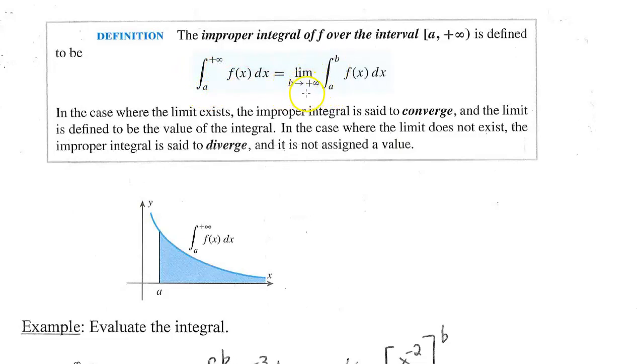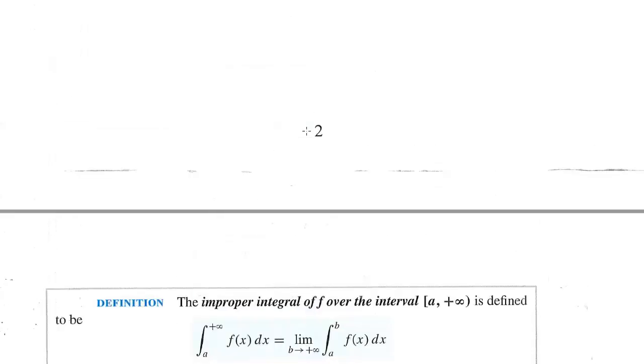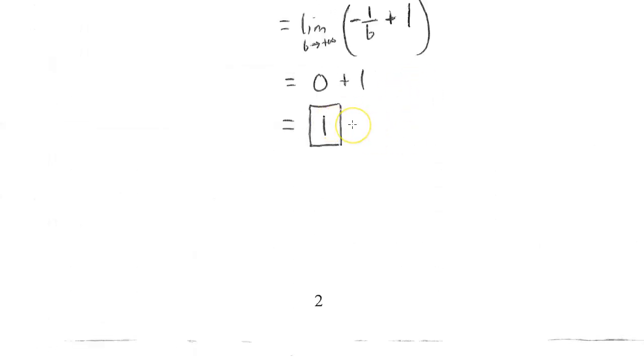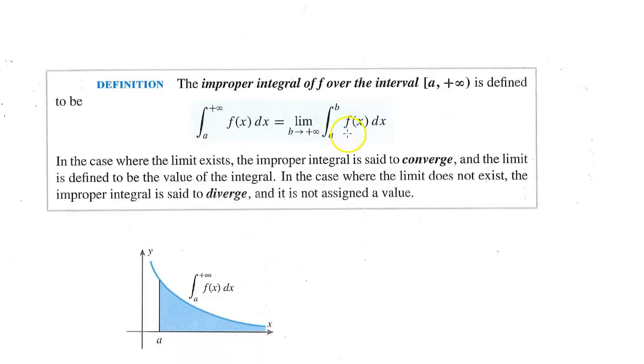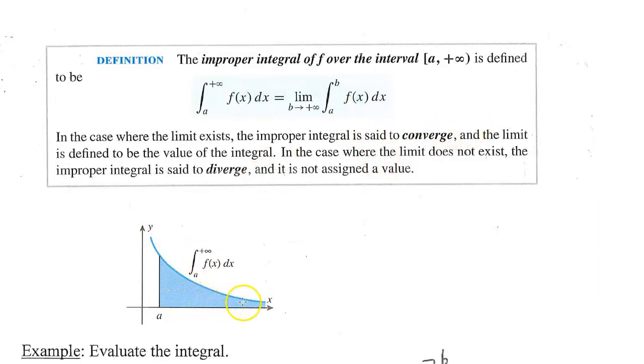In the case where the limit exists, like in that last example, the improper integral is said to converge, and the limit is defined to be the value of the integral. So our limit over here ended up being 1, so the integral there is 1. In the case where the limit does not exist, the improper integral is said to diverge. So sometimes, if you integrate all the way out to infinity, you get an infinite area, and in that case, we'd say that the integral diverges.